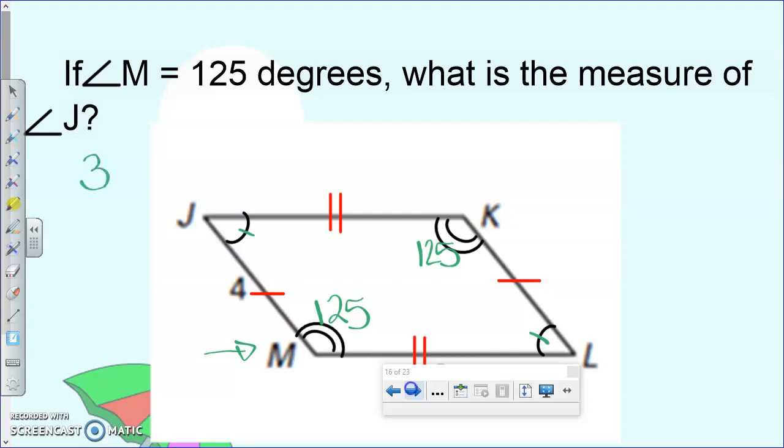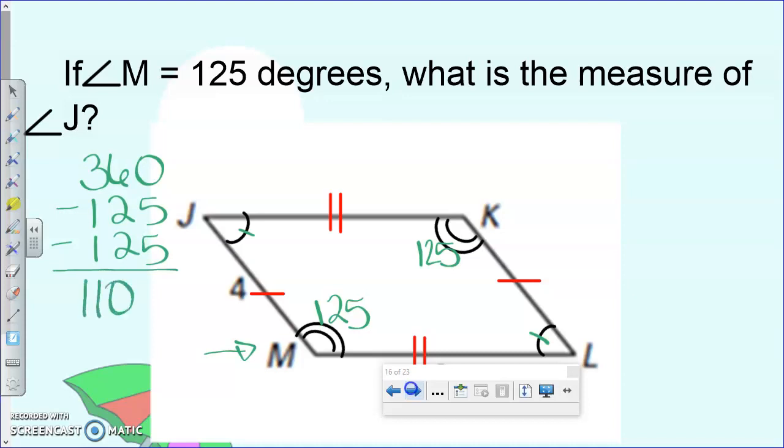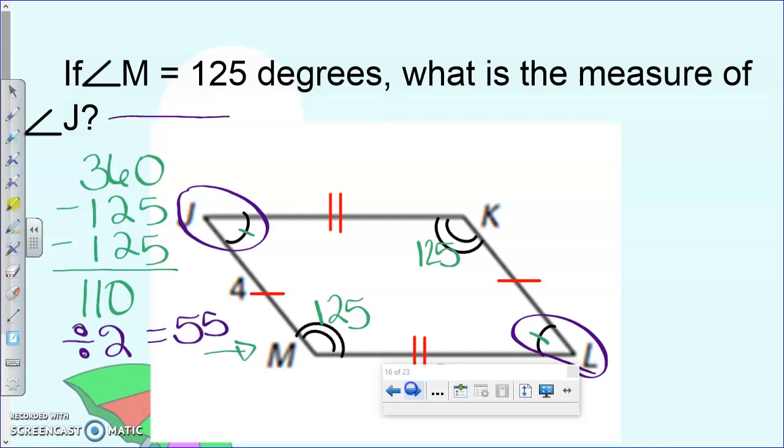So I'm going to take 360 degrees minus 125 minus 125, and when I do that, I'm going to be left with 110 degrees. Then I'm going to take that 110 degrees and divide it by 2 because I have to split it between angle J and angle L. And when I do that, I'm going to get 55 degrees. So angle J is 55 degrees.